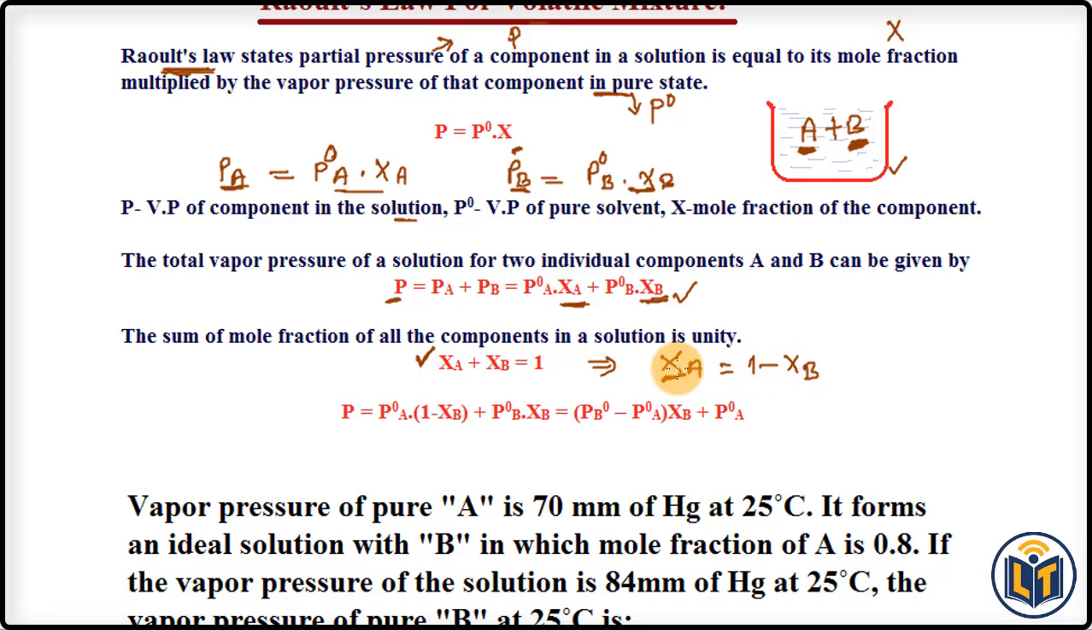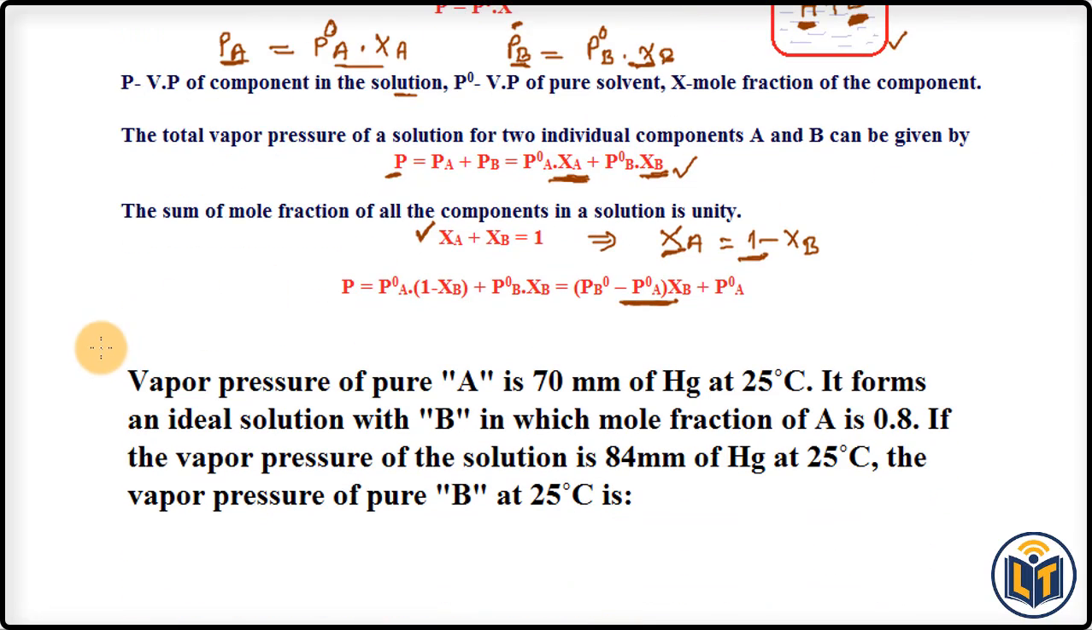We can use this expression to plug into the above formula to simplify it. Here we have P is equal to P naught A, and in place of XA we can use this expression, 1 minus XB, plus P naught B into XB. This is the simplified form of Raoult's law for the vapor pressure of a solution.